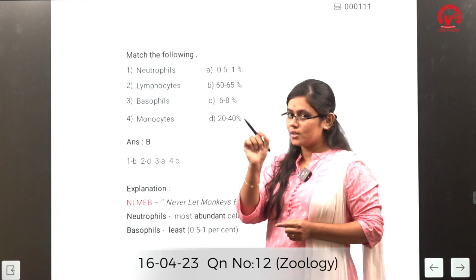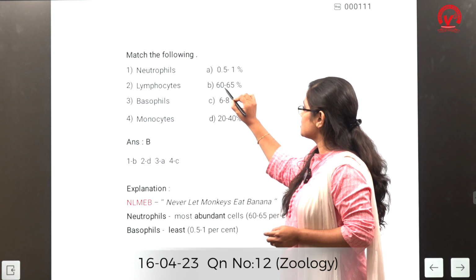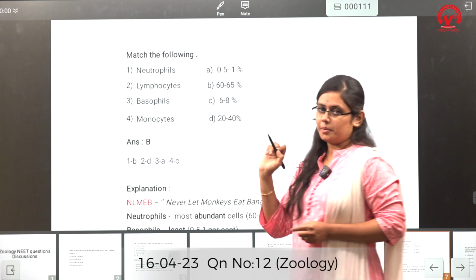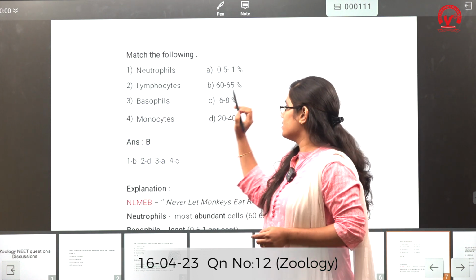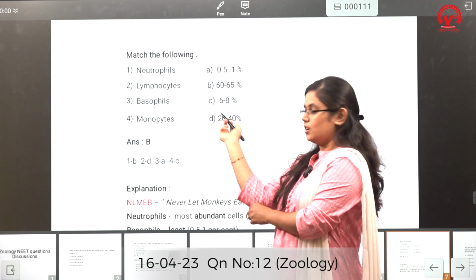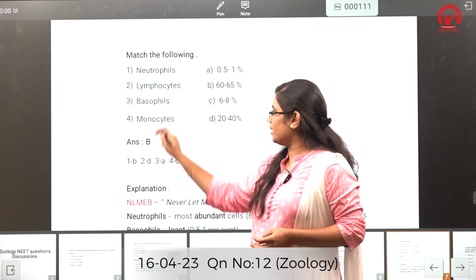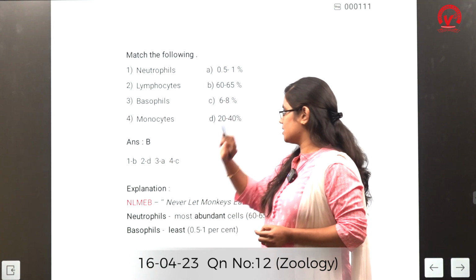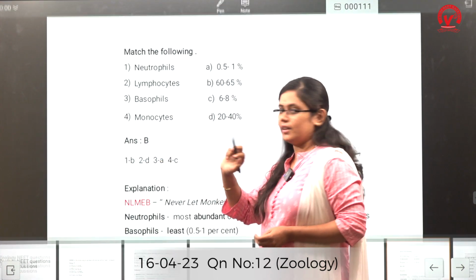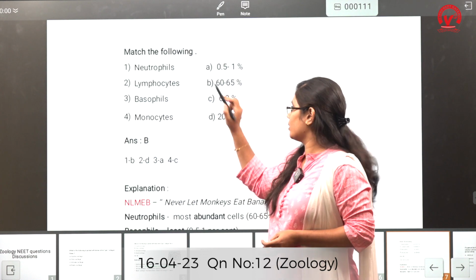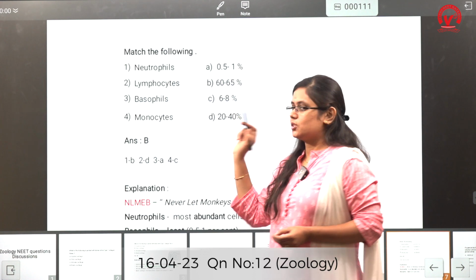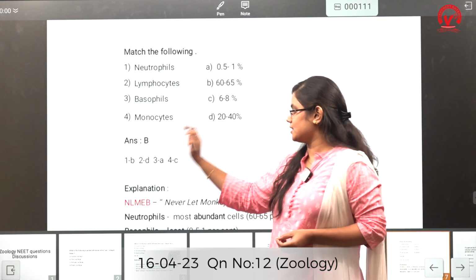So the maximum number of leukocytes present in blood are neutrophils, which is 60 to 65%. Next comes lymphocytes, which is 20 to 40%. Next basophils, which is 0.5 to 1%. Next comes monocytes, which is 6 to 8%. So we have to arrange this in order. So the option will be neutrophils B, 60 to 65%. Lymphocytes, it is 20 to 40%, 2 for D. Basophils, it is the least, so it is 0.5 to 1%, 3 for A, and monocytes, it will be C, 6 to 8%. So option B is the correct answer.